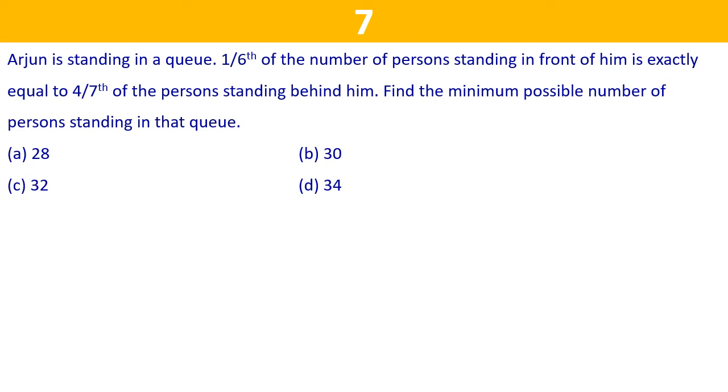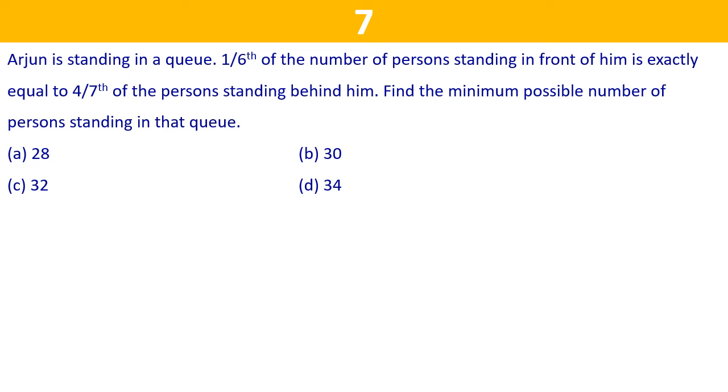Problem number 7. Arjun is standing in a queue. 1/6 of the number of persons standing in front of him is exactly equal to 4/7 of the persons standing behind him. Find the minimum possible number of persons standing in that queue.